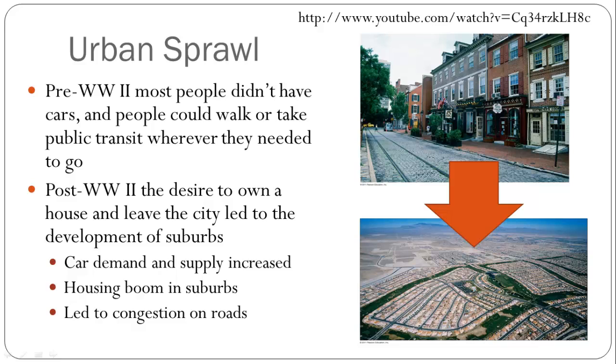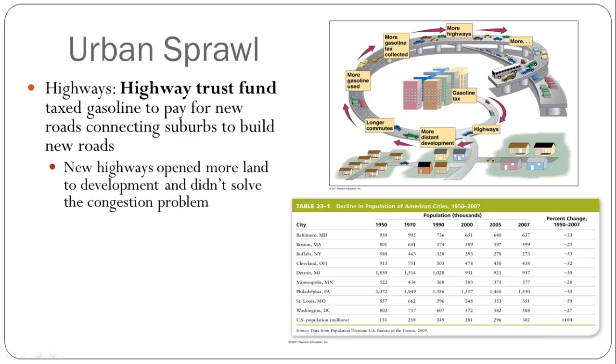After World War II, with the advent of more cars and a booming economy, people started to leave the city to develop houses in suburbs. So this increased demand for cars, because generally the jobs were still in the city, but the suburbs were now places of residence. This created a housing boom and led to congestion of roads. The solution to that was to create a highway trust fund to tax gasoline, which would connect these suburbs to the city, and then use that money to create more roads to decrease the congestion. Well, these new highways, all they did was open up areas to more and more development, and so you had more congestion with the development of these roads.